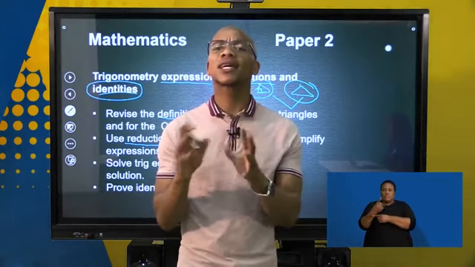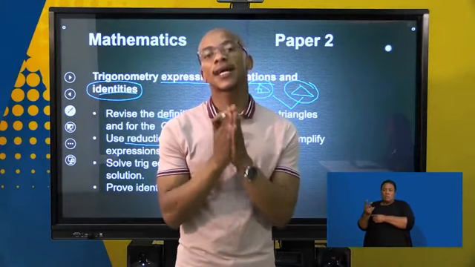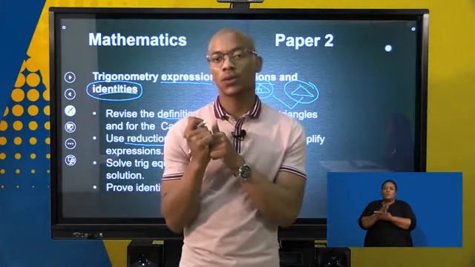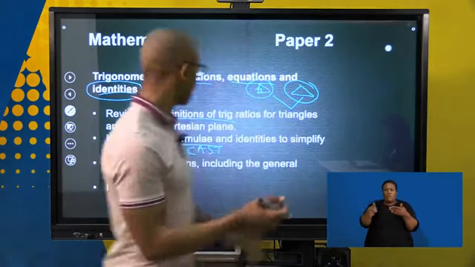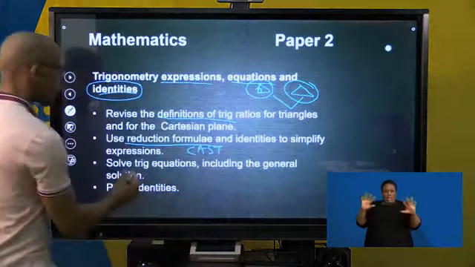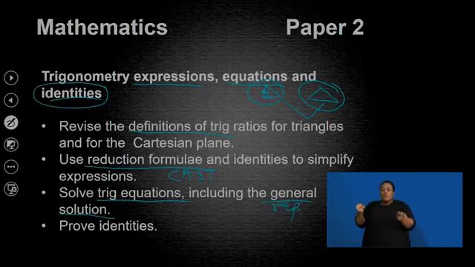So make sure that you locate the reduction formulae according to the Cartesian planes and according to the CAST diagram in order for it to make sense, please. And then also make sure that you know how to solve trig equations, including the general solution. Remember, I said reference angle is our most important thing under general solutions.